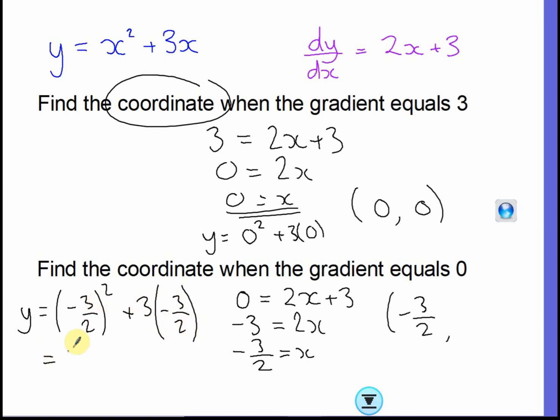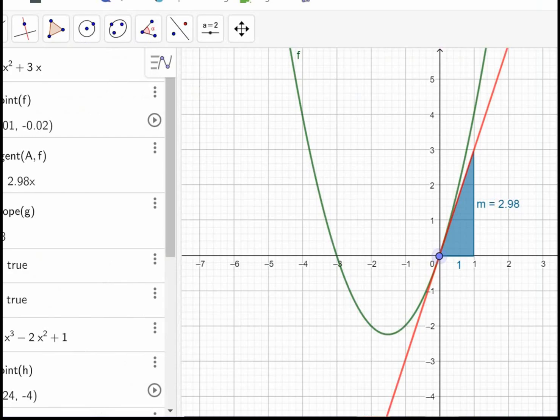Not the easiest one. So we've got 9 over 4 minus 9 over 2. I'm just going to change that to 18 over 4, and we get minus 9 over 4. I just changed that because they're equivalent fractions, and it just made the subtraction process a lot easier. So let's have a look. So we're saying it's minus 9 over 4 and minus 3 over 2. So where has it gone? There it is.